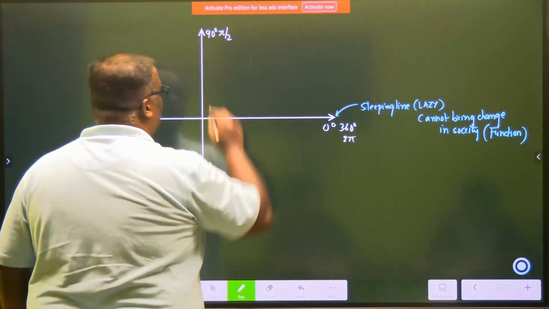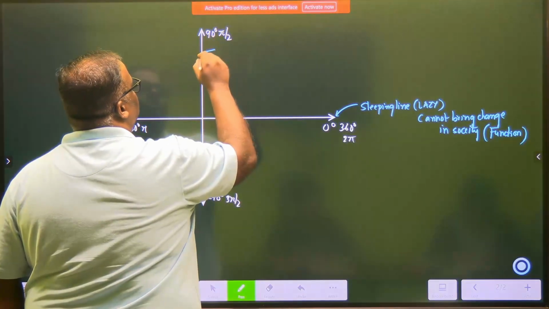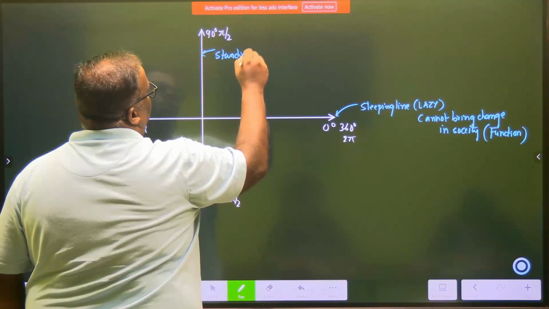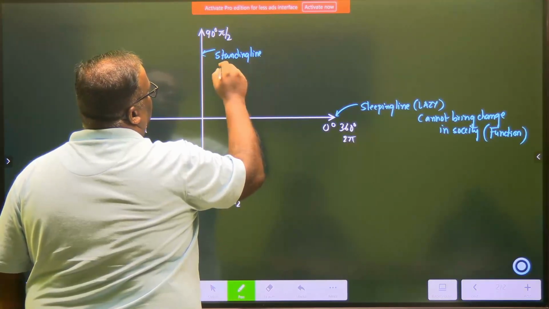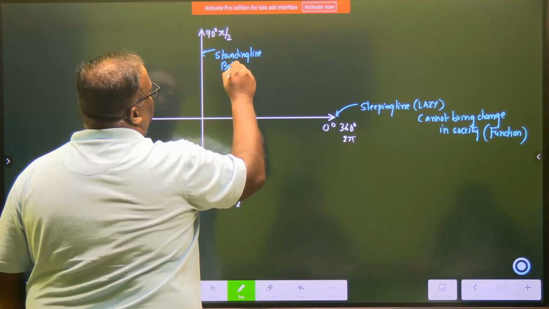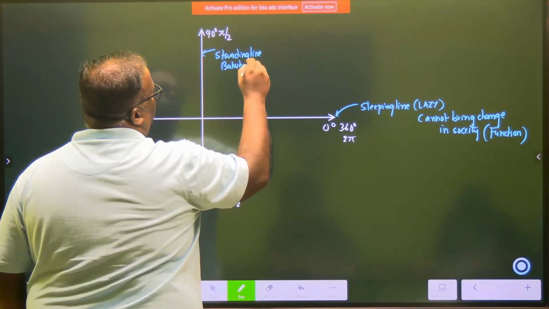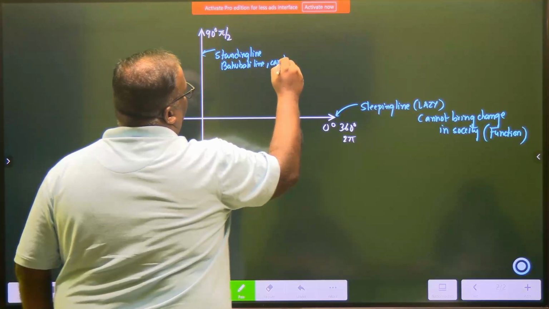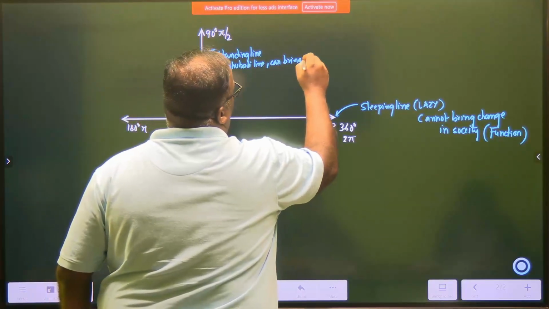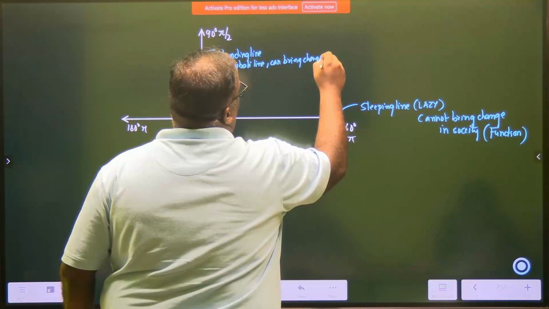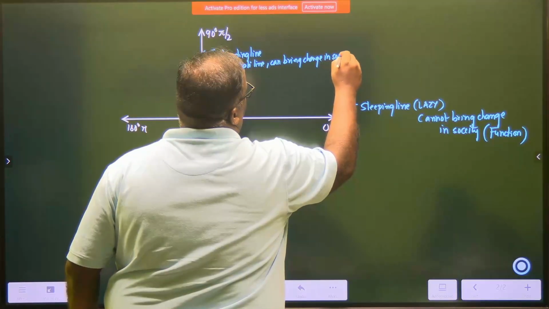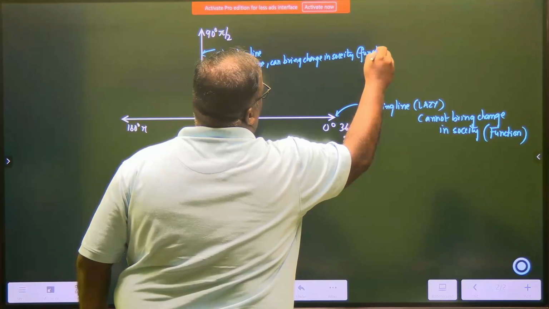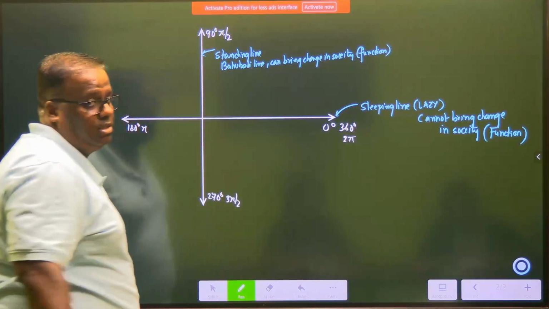Correct? And this line is the standing line. Standing line is like a Bahubali line. Can bring change in society. Society means, in your language, function, right?